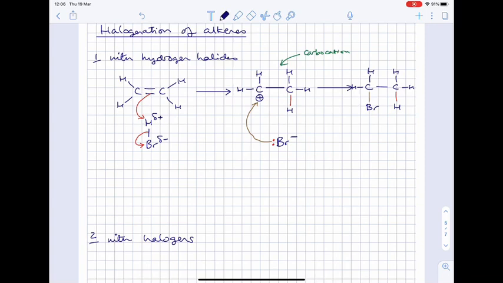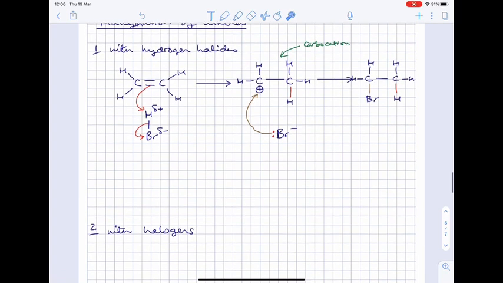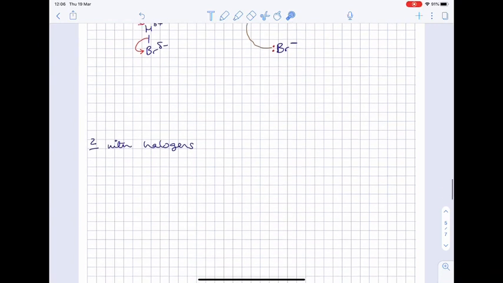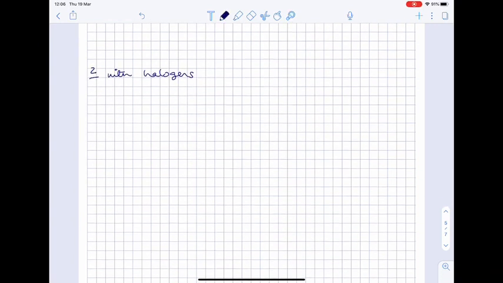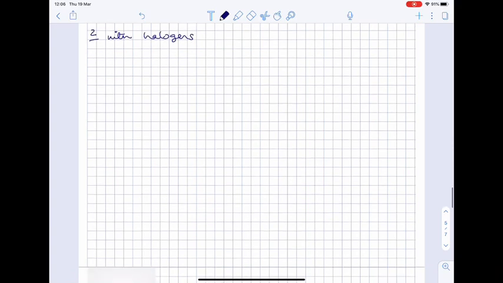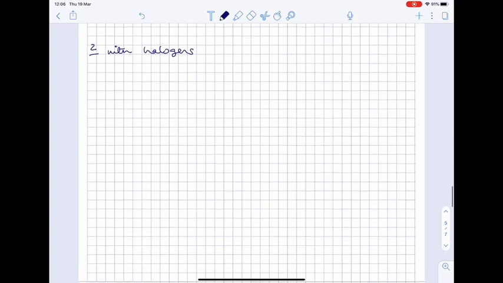So the next reaction of alkenes to form haloalkanes uses not a hydrogen halide, but the halogen itself. This is exactly the same mechanism, but instead of a permanent dipole on the hydrogen halide, we have an induced dipole. So this is a quick recap. I'm going to use skeletal formulas to be a bit different this time. So I'm going to draw propene.